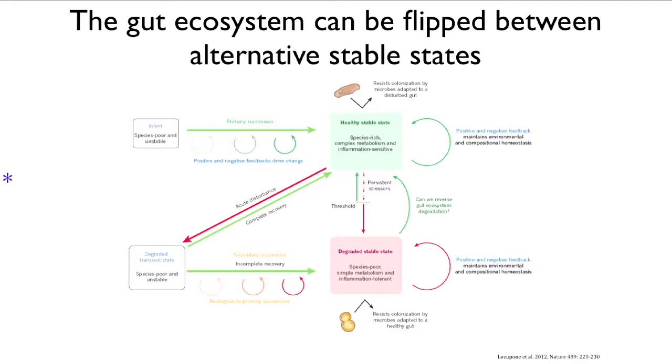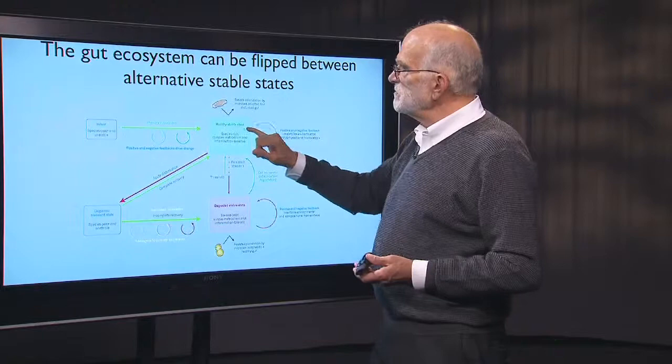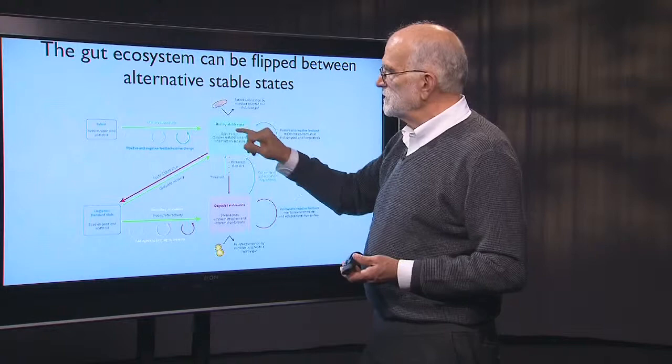The important outcome of whatever mechanism it is is that it looks like the gut ecosystem can be flipped between alternative stable states. If everything goes well, and we have an infant environment which is colonized by a normal primary succession, we get into a healthy stable state. It resists colonization by microbes, okay? And positive feedback is going to maintain the gut microbes in that healthy stable state.